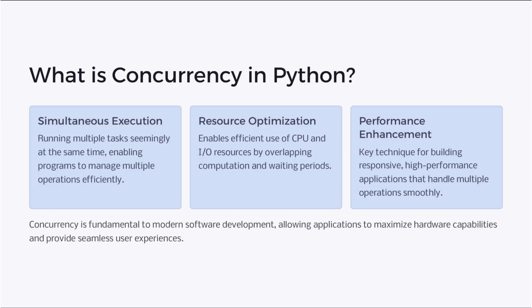Concurrency in Python allows multiple tasks to run seemingly simultaneously, optimizing CPU and I/O resources. This enhances performance by overlapping computation and waiting periods, crucial for responsive, high-performance applications. It's fundamental in modern software development, maximizing hardware capabilities and ensuring seamless user experiences.